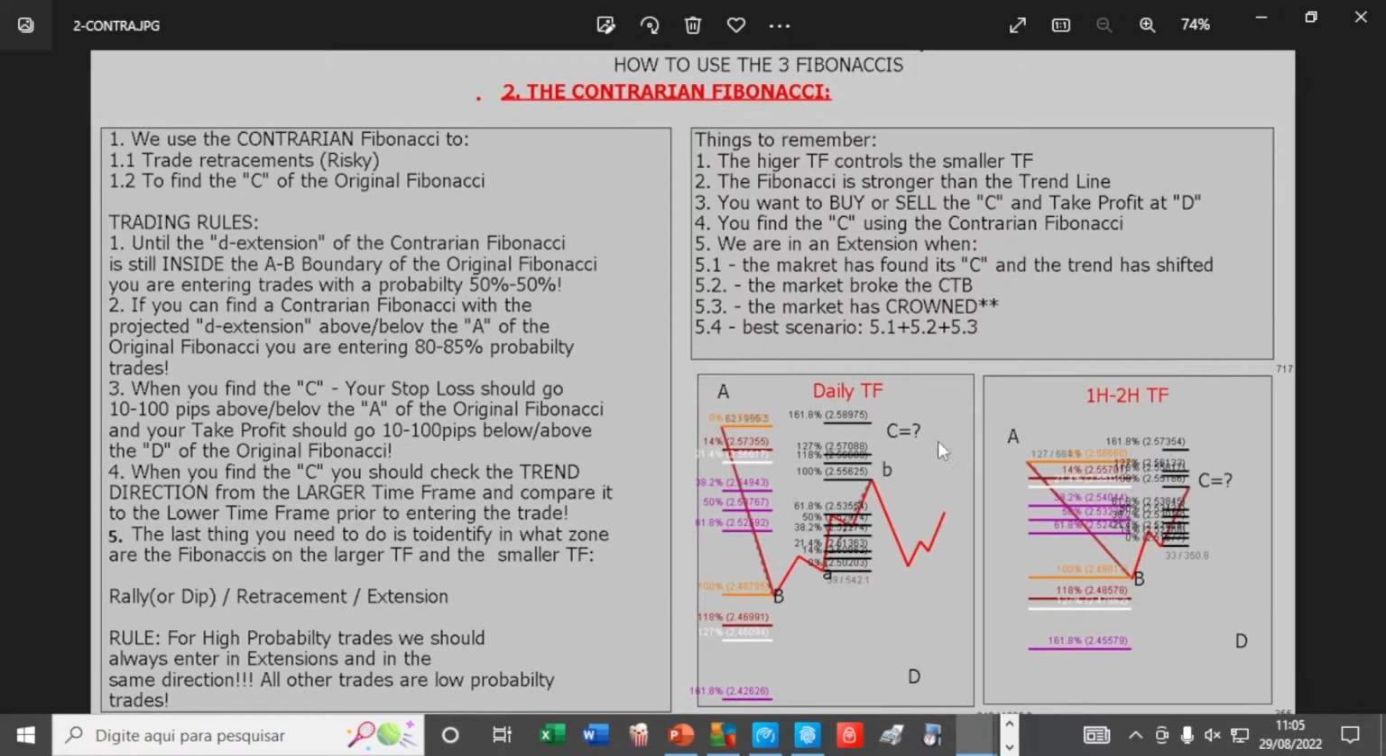trading the original Fibonacci, we are entering 80 to 85 probability Fibonacci wise. Don't confuse Fibonacci probability with the probability in general of your trade. Okay, but still Fibonacci has an edge as a tool, so we are going to enter 80 to 85 probability trades.